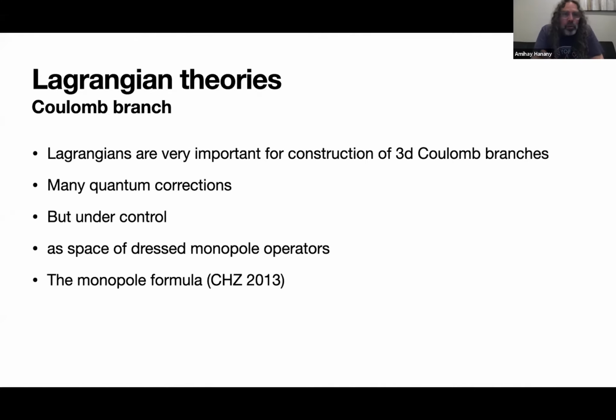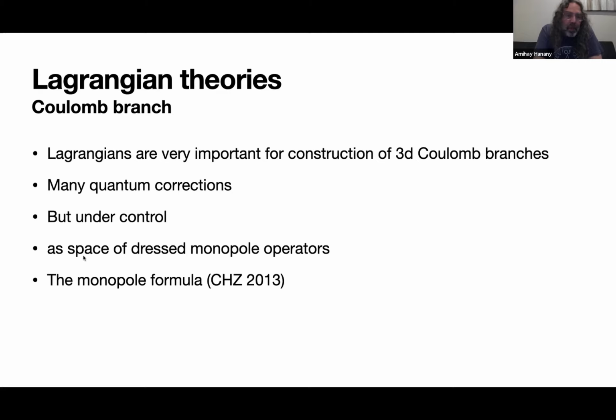Now, how did we come about initially with Coulomb branches in physics? Typically it would start from some Lagrangian, maybe in the form of a quiver. And from this point of view, Coulomb branch is quite a complicated object because it receives many quantum corrections. But the advantage that we got in 2014 was that we managed to get all of those quantum corrections under control.